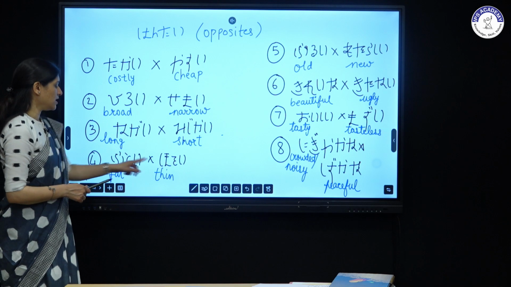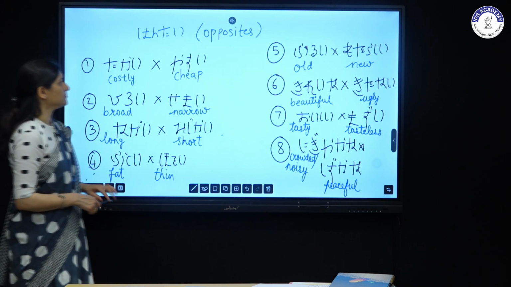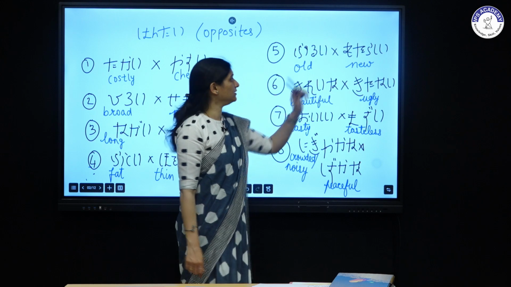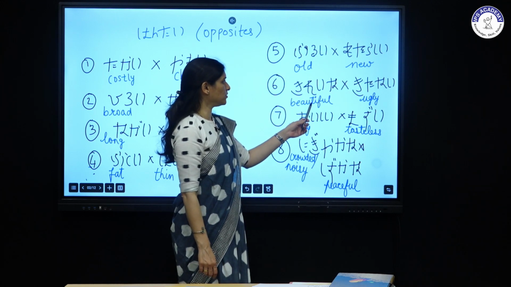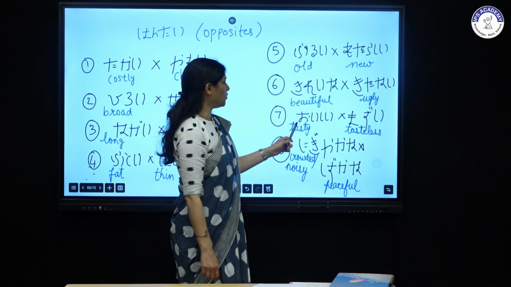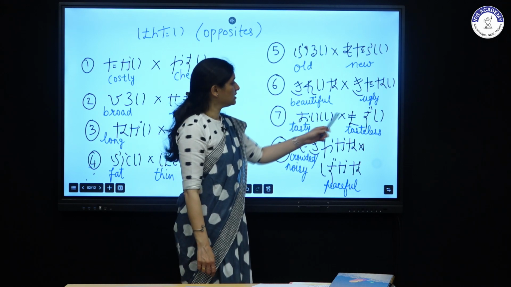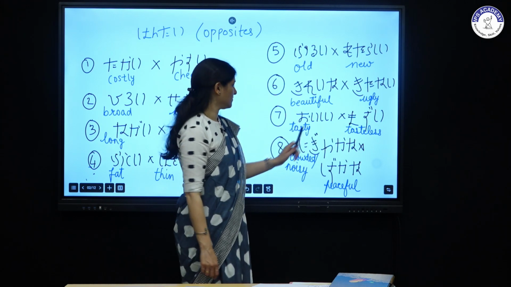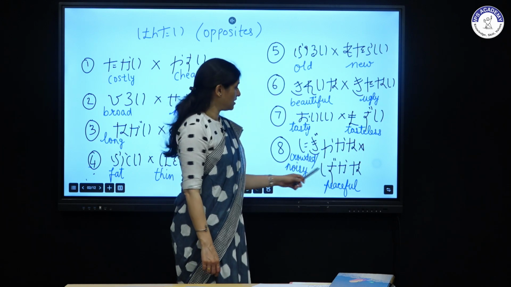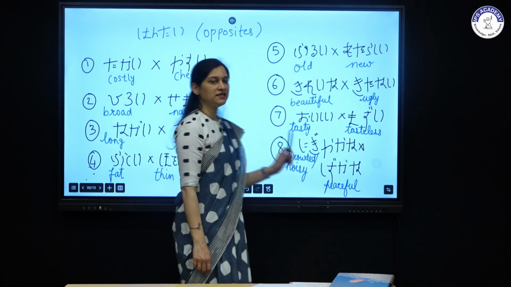Futoi is fat and hosoi is thin. Furui is old, atarashi is new. Kirei na is beautiful, kitanai means ugly. Oishii tasty, mazui tasteless. Nigiyaka na is crowded or noisy. Shizuka na is peaceful.